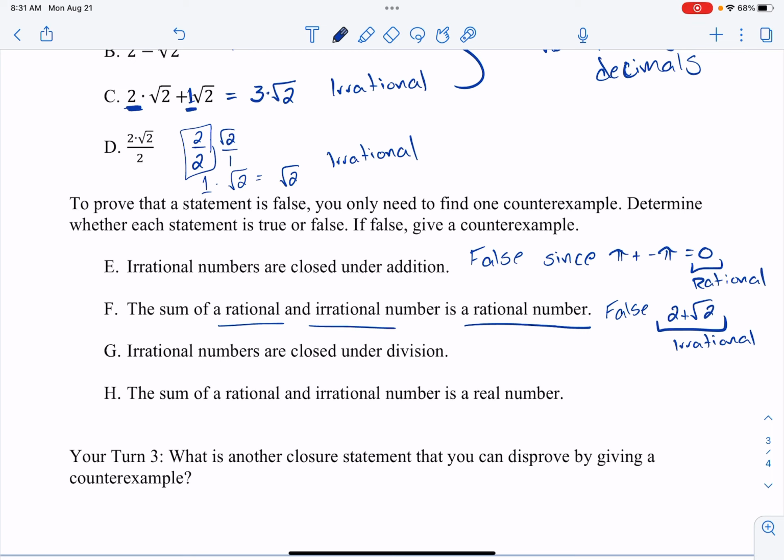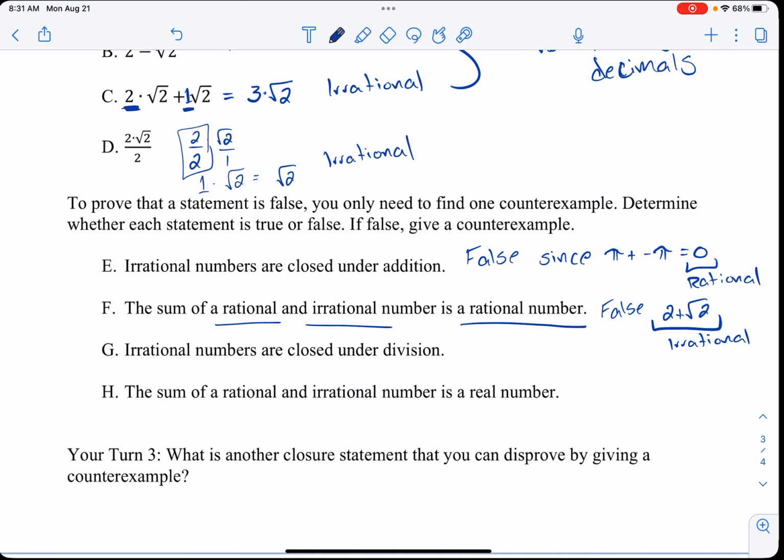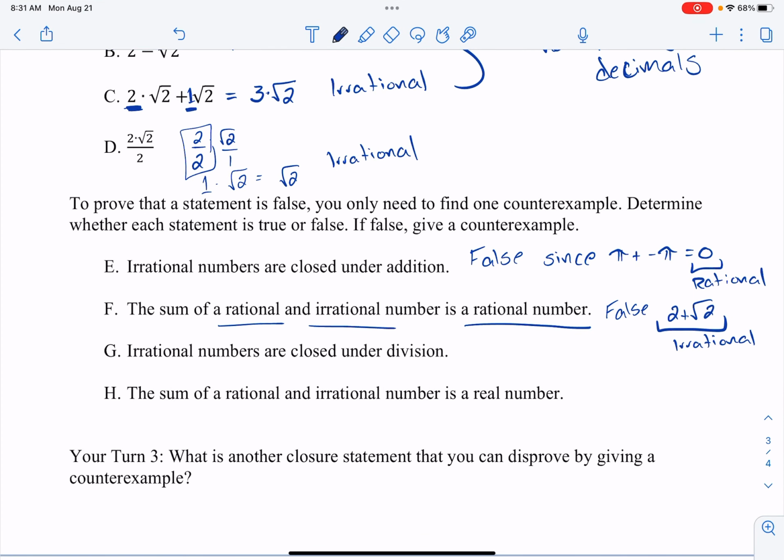Irrational numbers are closed under division. Well, I'm going to go back to our most famous irrational number, pi. If I take pi and divide it by itself, how many times does pi go into pi? Once. And 1 is rational. Hence, it is not closed under division. I just need to find one example. Now, if I would have used square root of 2 divided by pi, that is irrational. But that's not what I used. I used pi over pi. Again, counterexample, you just need to find one.